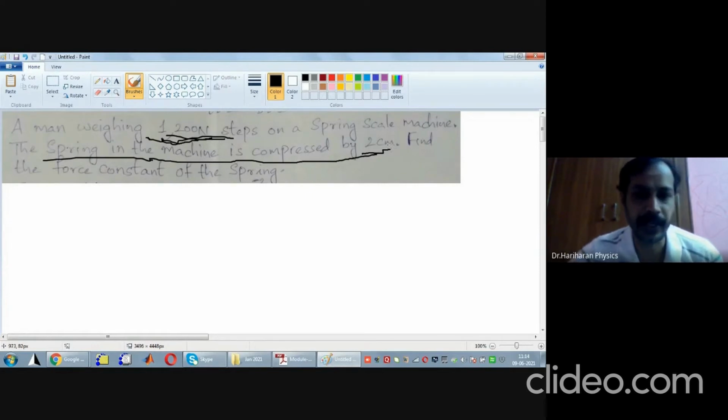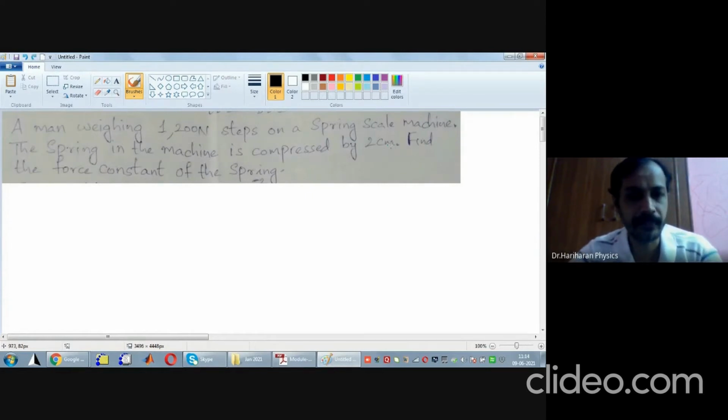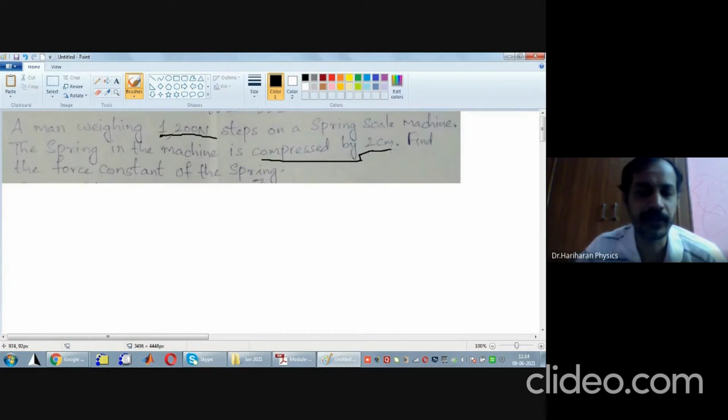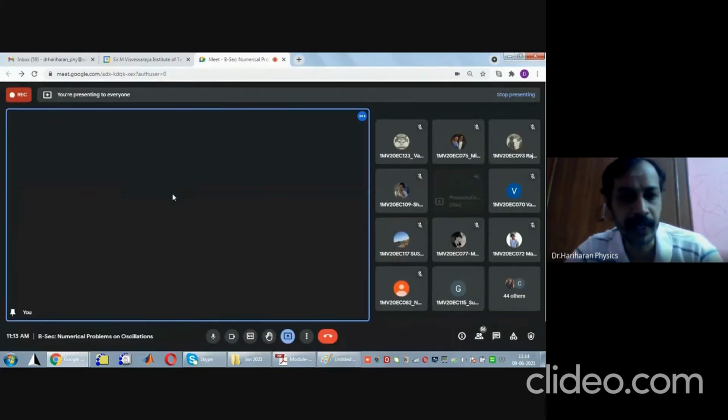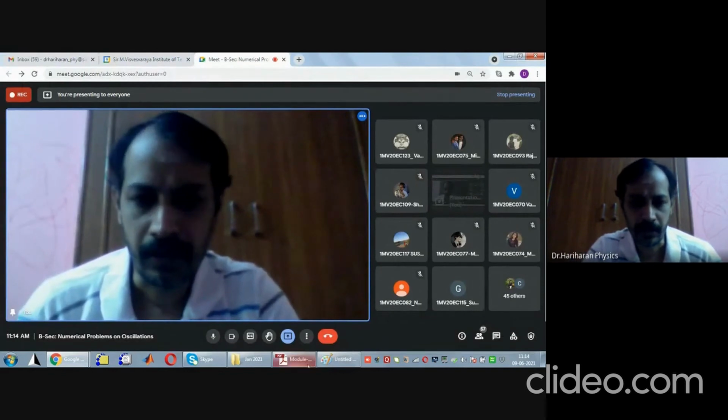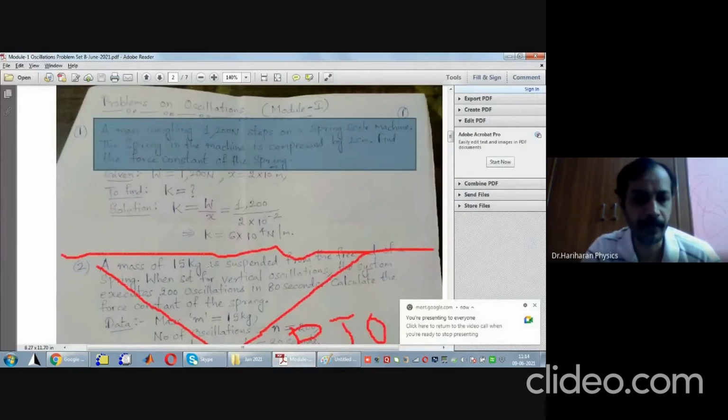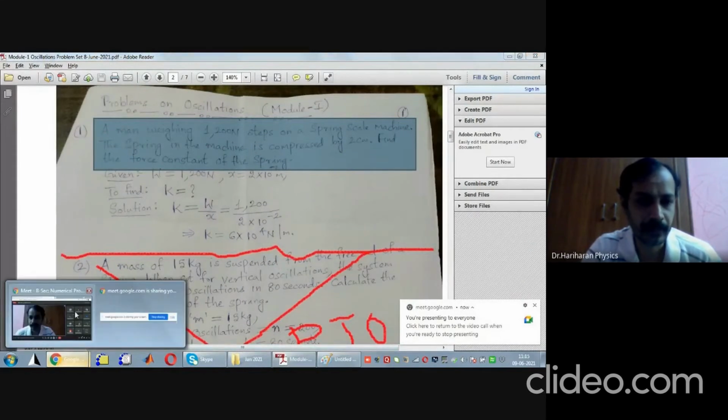Once again I'll tell the statement. A man weighing 1200 newtons, when he steps onto a spring balance, the spring in the machine gets compressed by 2 centimeters. With this, what we are supposed to find is the force constant of the spring. That is the statement of the problem. Understood by all? Were you able to understand the statement of the problem? Okay, look here.